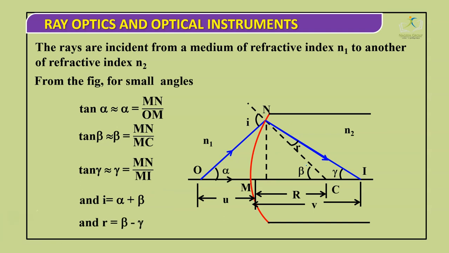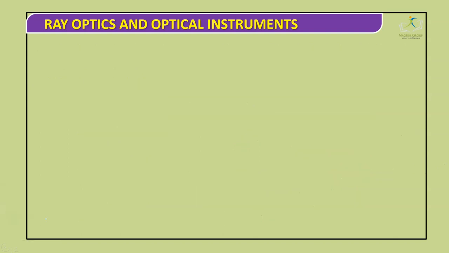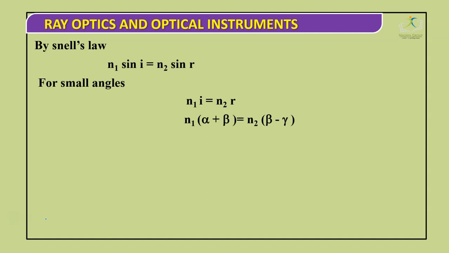Similarly, for r, as you can see over there, if I'm just taking this angle, r plus gamma is equal to beta. We can write r is equal to beta minus gamma. Understood how I have written it here? By Snell's law, n1 sin i is equal to n2 sin r. For small angles, n1 i is equal to n2 r.